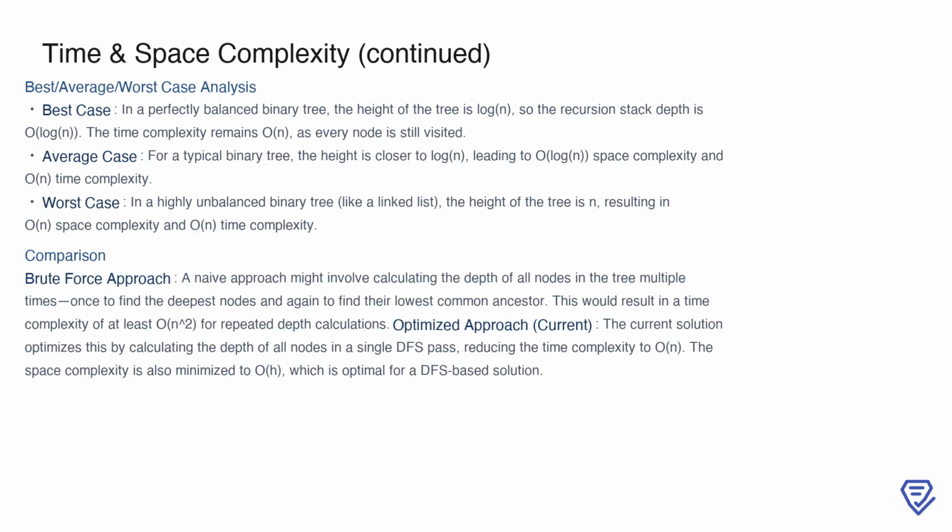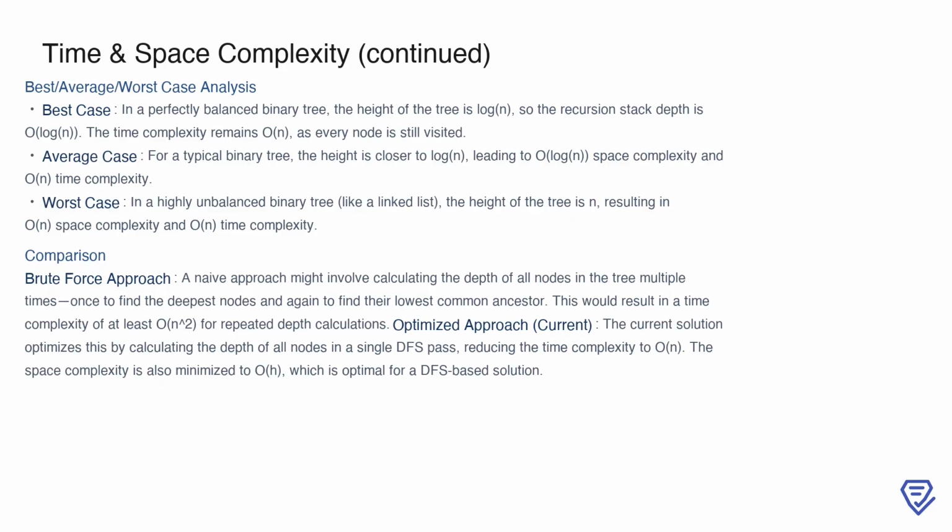In terms of best, average, and worst-case scenarios, the analysis changes slightly depending on the structure of the tree. For the best case, which occurs in a perfectly balanced binary tree, the height of the tree is log n, leading to a recursion stack depth of O(log n), and a time complexity of O(n), since every node is still visited. In the average case, for a typical binary tree, the height is generally closer to log n, resulting in similar O(log n) space complexity and O(n) time complexity. In the worst case, however, where the tree is highly unbalanced, such as in a linked list structure, the height equals n, leading to both O(n) space and O(n) time.